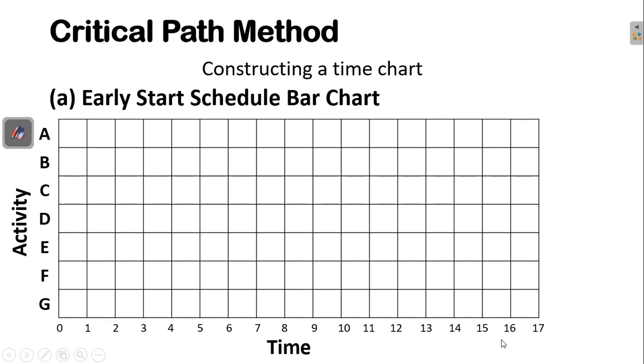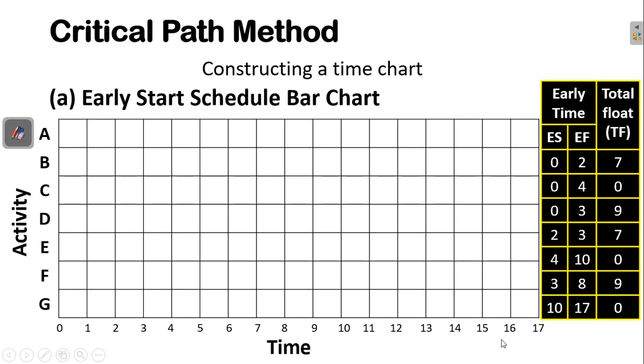Now let's consider this part of the main graph, and we just considered the early time because we are going to start with the early start schedule or time schedule for activities involved in our projects. So we have this early time as earliest start time, earliest finish time, and we have the respective total float. So we are going now to plot this information in this Gantt chart.